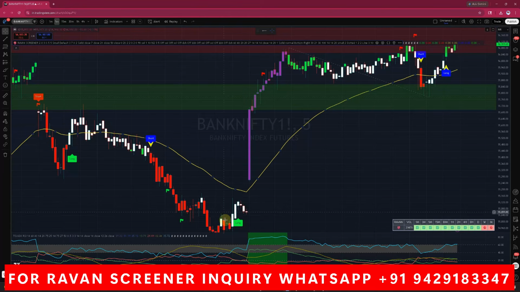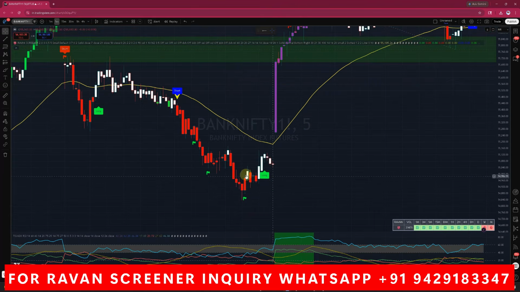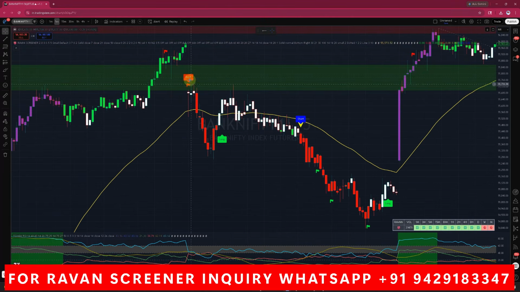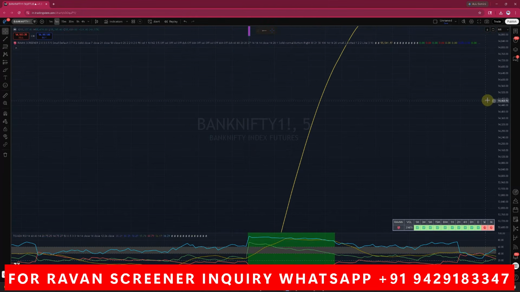Let's say the signal comes below the 50 MA, here you can see the long signal is below the 50 MA. Wait for the breakout, wait for all four conditions to match, and then you can take your position accordingly. Same for the sell signal. You have the sell signal over here, wait for the breakout, enter on the next breakout confirmation candle and take the movement.